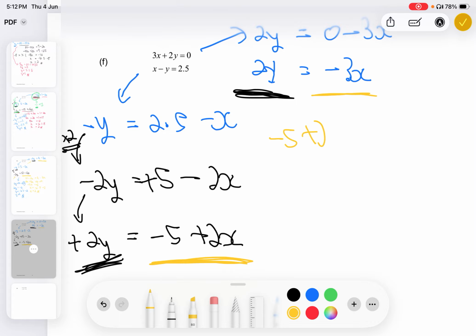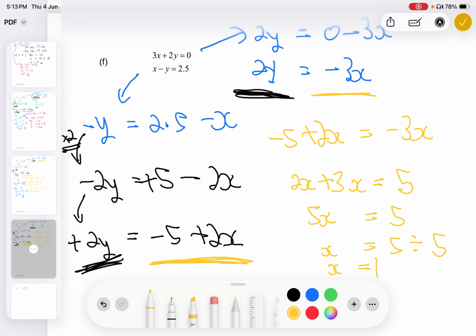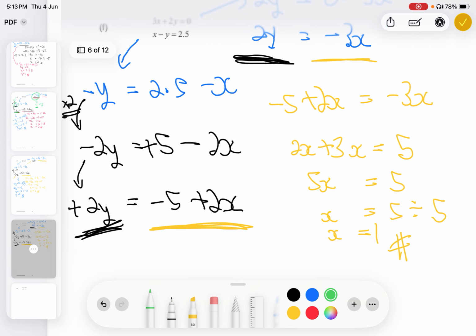Minus 5 plus 2x is minus 3x. So 2x plus 3x is 5. So 5x equals 5. x equals 5 divided by 5. x equals 1. See this? Then now we use this to find y. Let's say we use this one, just to make it easier.